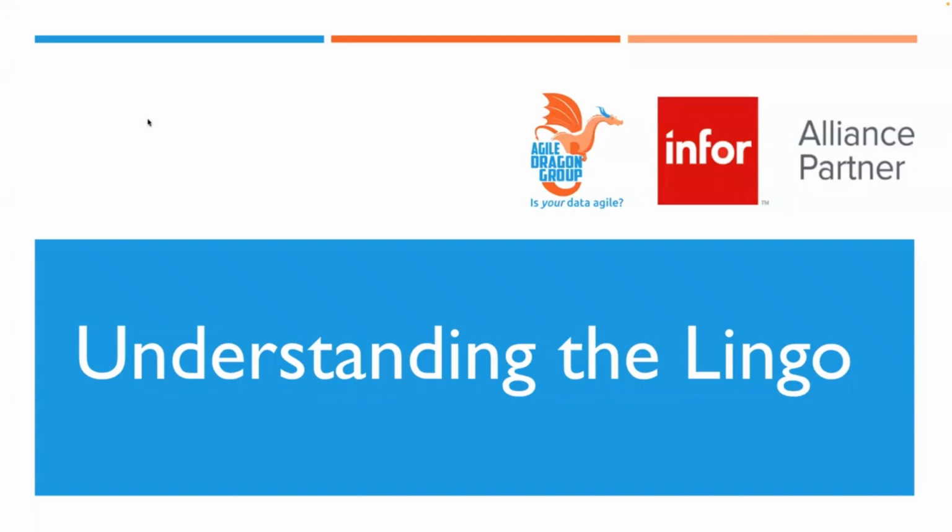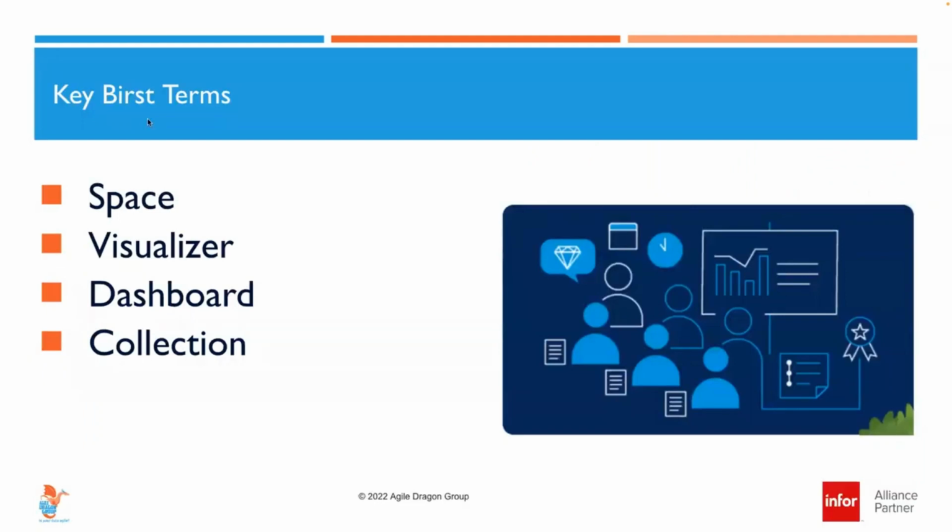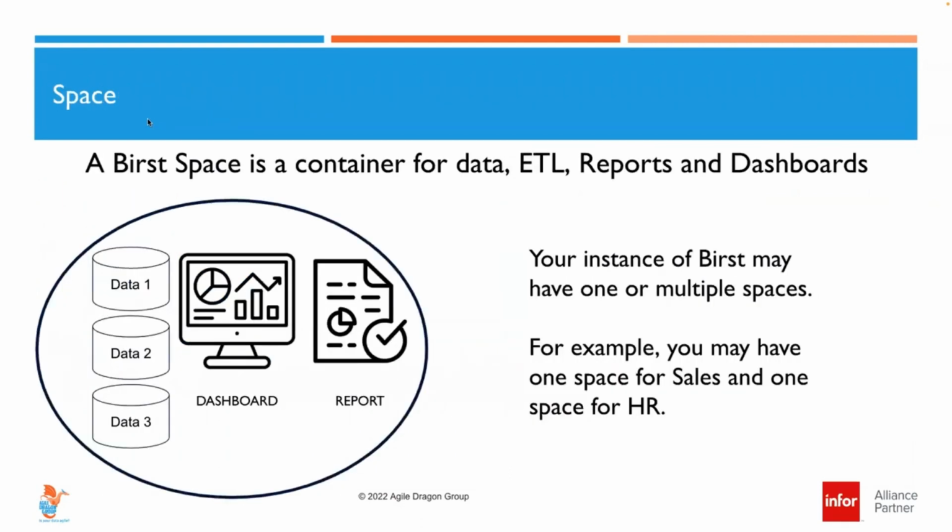In this lesson, we're going to cover some of the key topics in Birst. The terms that we want to cover are space, visualizer, dashboard, and collections. A Birst space is really just a container of data, transformation, reports, and dashboards. If you remember from our previous lesson, Birst ingests data, can transform that data, store it, and then use that data to build reports and dashboards. All of that work is done within a container.